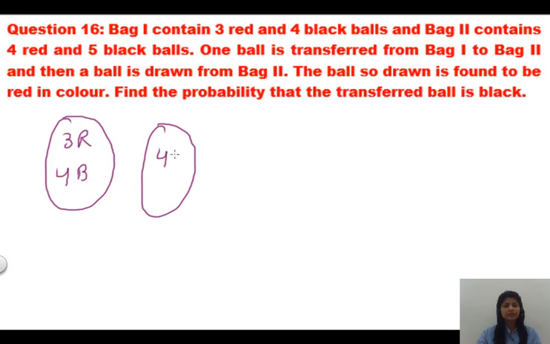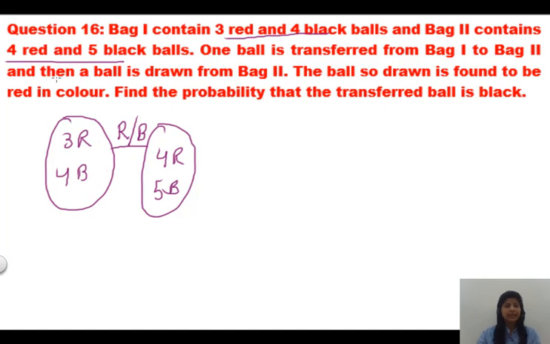Now I'll discuss the last question of today's lecture, which is question number 16. In this question, as you can easily identify, the question belongs to which theorem? Here it says bag 1 is there in which 3 red and 4 black balls are there. In the second bag, it says 4 red and 5 black balls are there. As you can see, I have written the information from here itself. Now they are saying you are transferring one ball from bag 1 to another. When you transfer one ball, it can be red or it can be black. There are two events that can happen at this time.